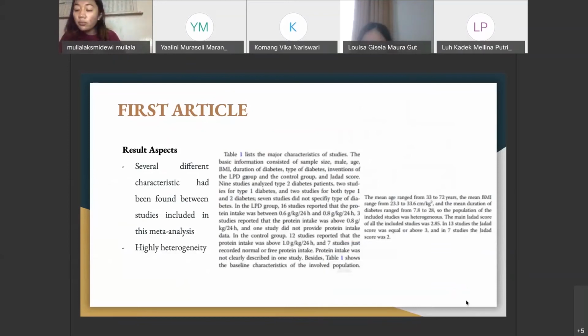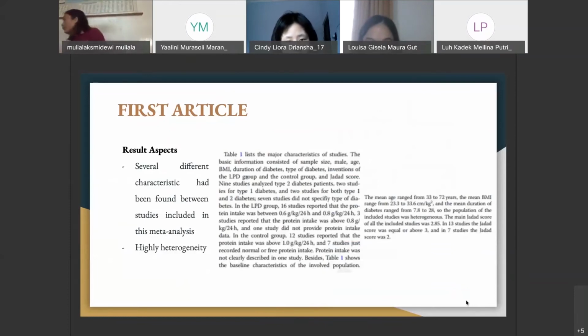So I will explain about the next part. There are several differences found. For example, population size like number of patients, participant characteristics like age, gender, BMI, and type of DM, intervention like amount of protein intake and period of intervention, and quality of study that is measured using the JEDAT score. These samples were highly heterogeneous, shown in the I-square score of more than 50%, and chi-square test p-value less than 0.05 in all outcomes analysis.